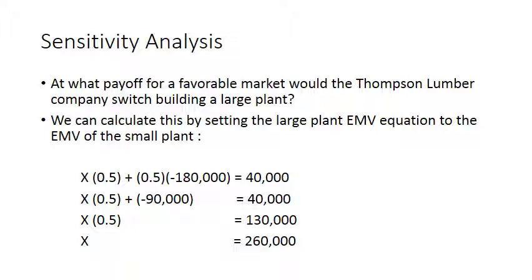If we set the favorable payoff to x, and set the EMV equation equal to the payoff of the alternative with the highest EMV, we can then solve for that payoff, or what the payoff should be. At this point, we can now choose a small plant or a large plant if the large plant's payoff was 260,000 instead of 200,000.